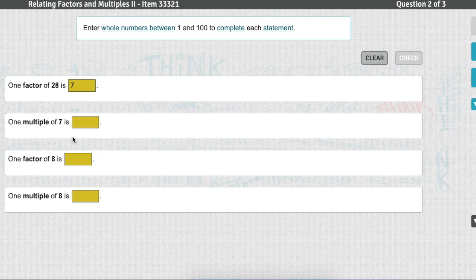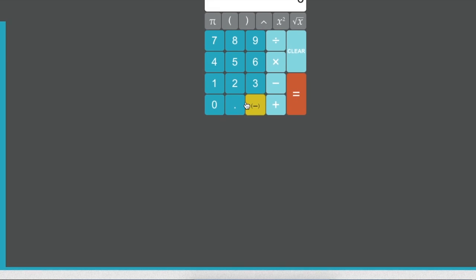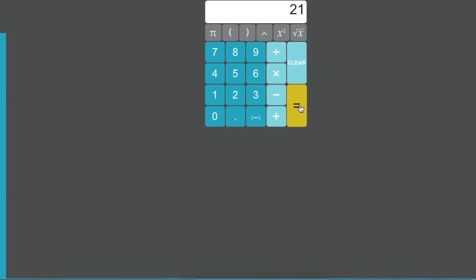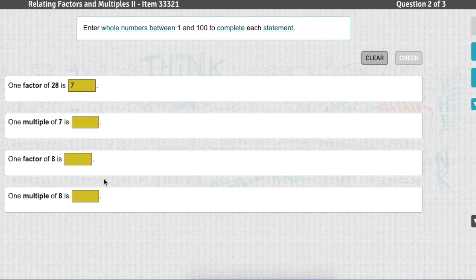I could multiply it by 3. Well, what's 7 times 3? That would be a multiple. So 7 times 3. I'm just going to show you on the calculator because I want you to be thinking this through. 7 times 3 is... can you see it? 21. Okay? So that's going to be 21.